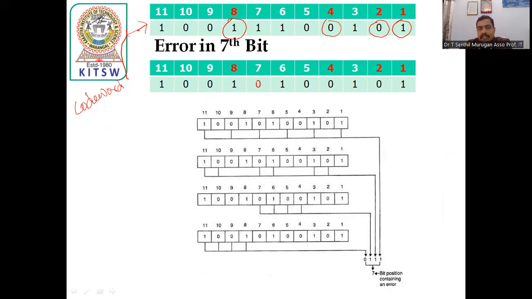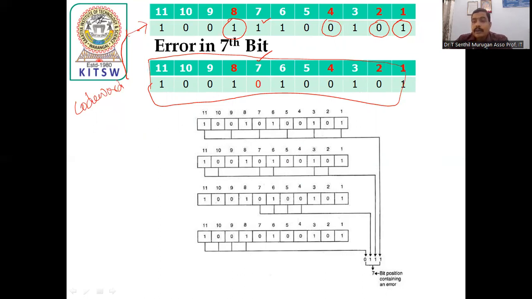In case the receiver side receives an error, consider the 7th bit. I am changing the 7th bit from 1 to 0. So consider this is received by the receiver. This entire frame is received by the receiver. So the 7th bit error is there. When we are doing this, we know where the error is, but when data is streaming, the system doesn't know where the error is. So how to check the error?